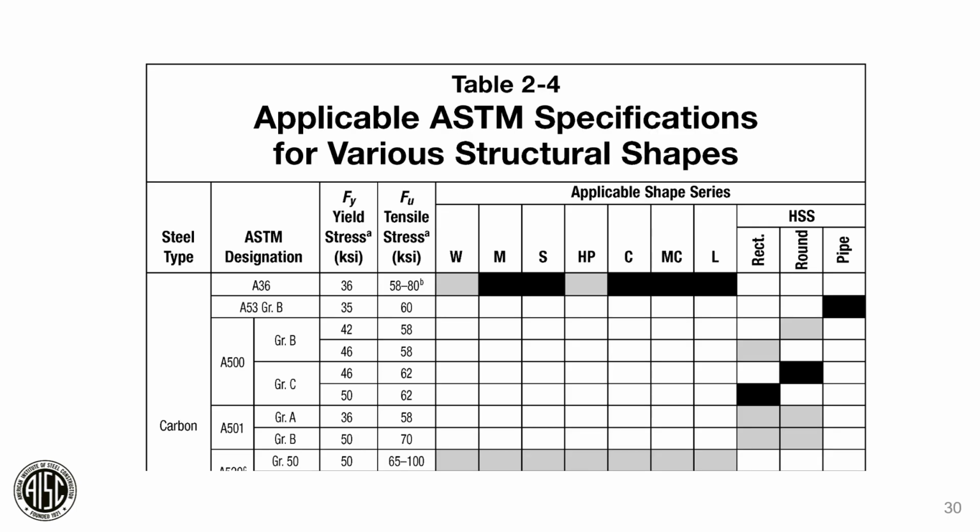I wanted to point out that there are gray bars and black bars on here. For each of the shapes, you'll see a gray bar, and that means it is available, but the black bar means it is a preferred specification. So if you're wondering what you should be specifying, one good place to look is Table 2-4 for the ASTM specifications for various structural shapes, and go for the black bars for the designation.